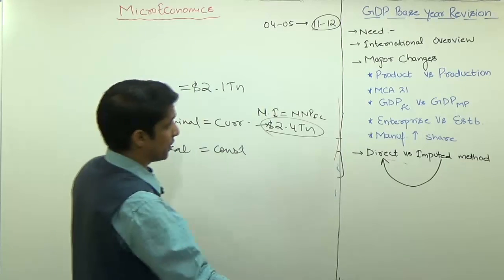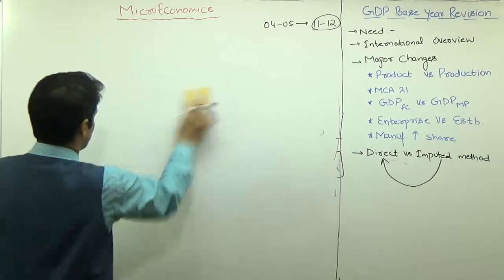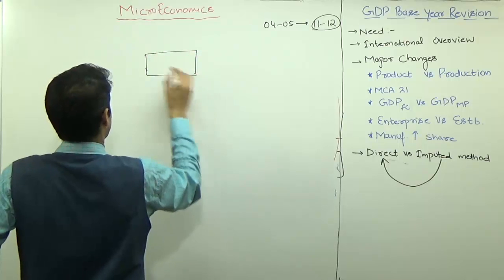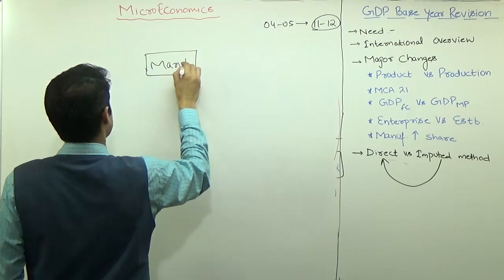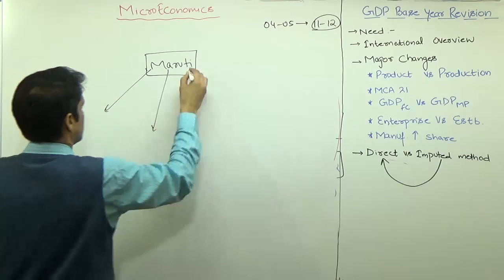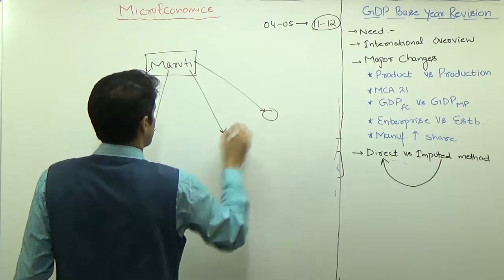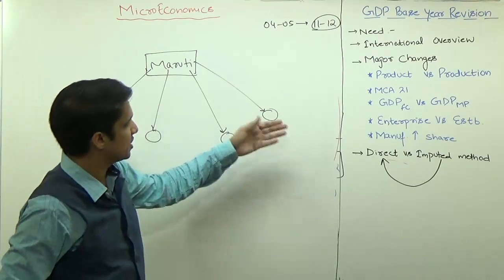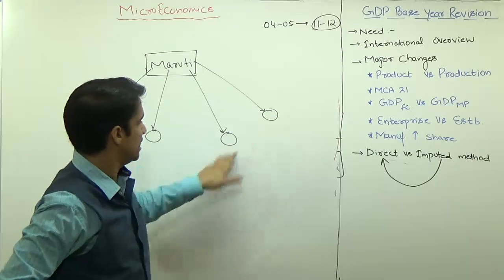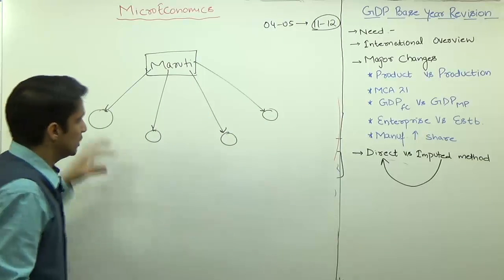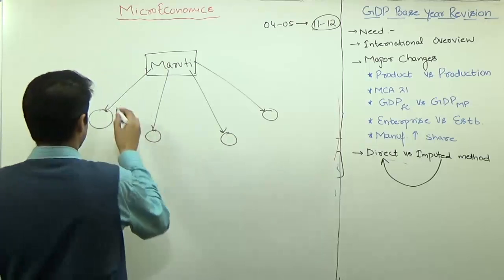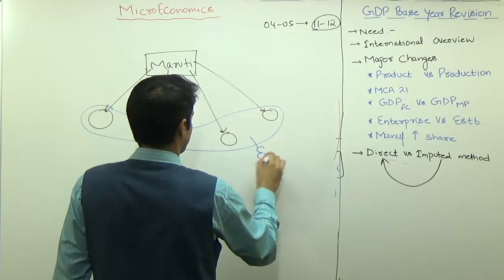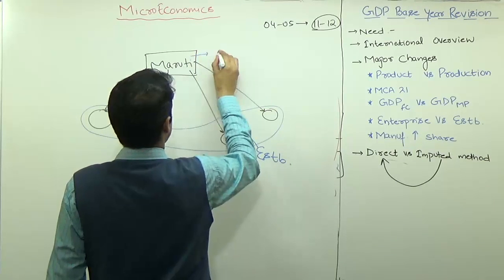Then we have the enterprise approach versus establishment approach. Suppose this is a big company, Maruti, and this Maruti has 5 different branches. The headquarters of Maruti is based somewhere, and there are 4 different branches of Maruti, maybe based in the same city or a different city. So they are known as establishments, and this is known as the enterprise.